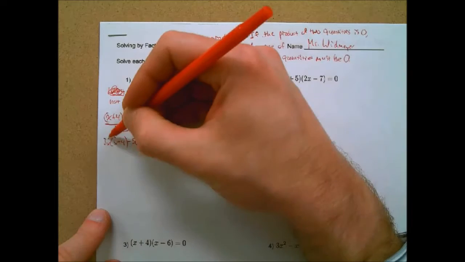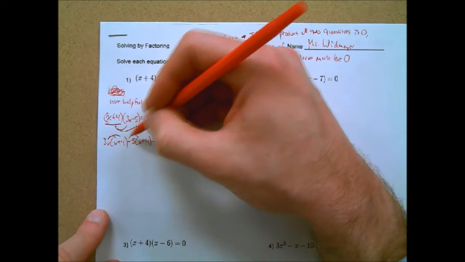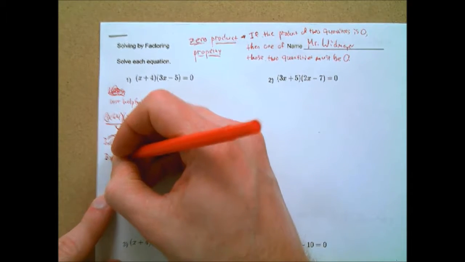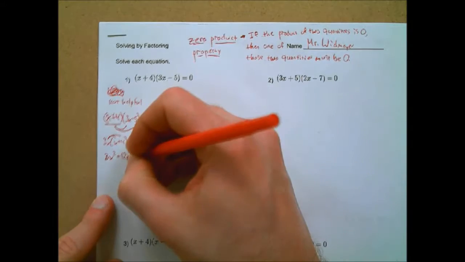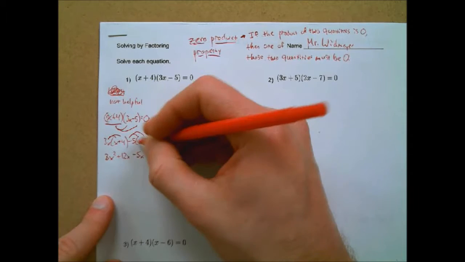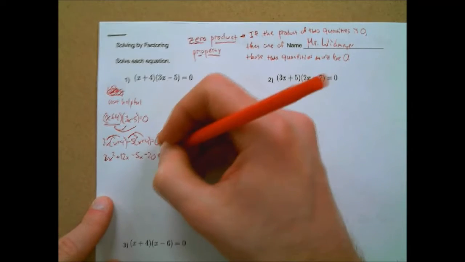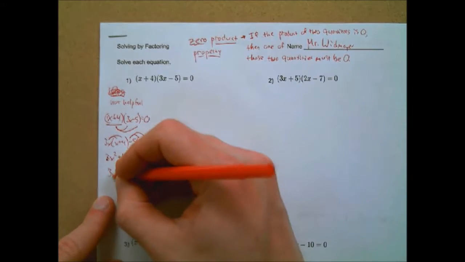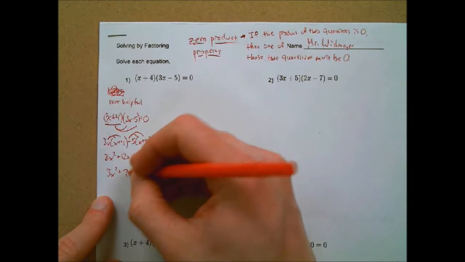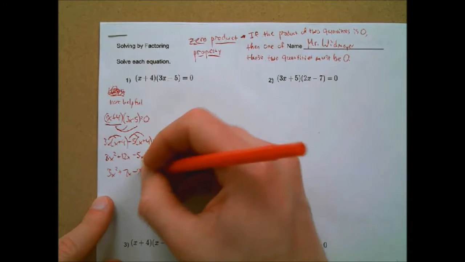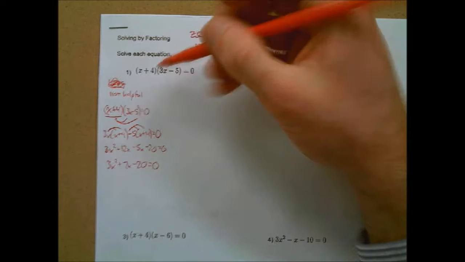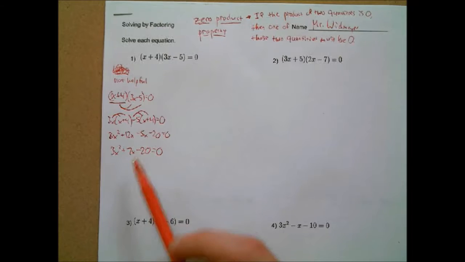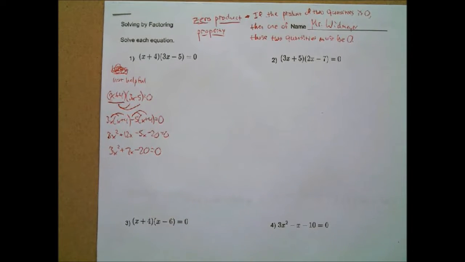3x times x, 3x times 4, minus 5 times x, minus 5 times 4. We get 3x squared plus 12x, minus 5x, and then minus 20. And they can combine like terms. So 12x minus 5x is 7x, minus 20 equals 0. So you see, we could multiply these things out, and we would get this. Okay? And then, what might we want to do here?